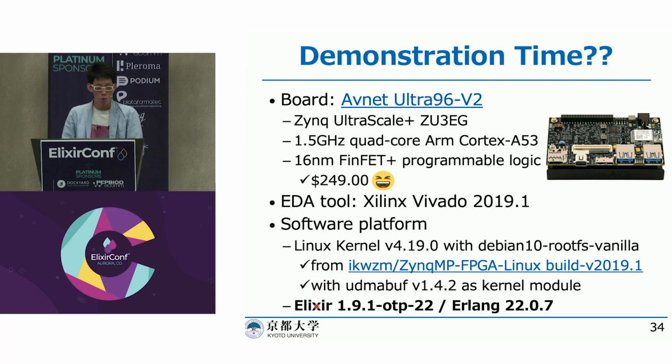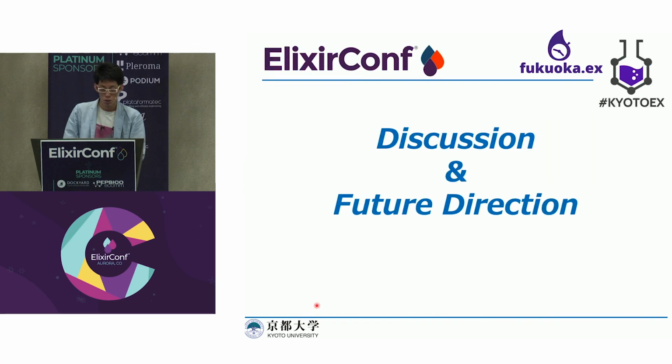The version of Elixir is 1.9.1 and Erlang is 22. Oh, sorry.